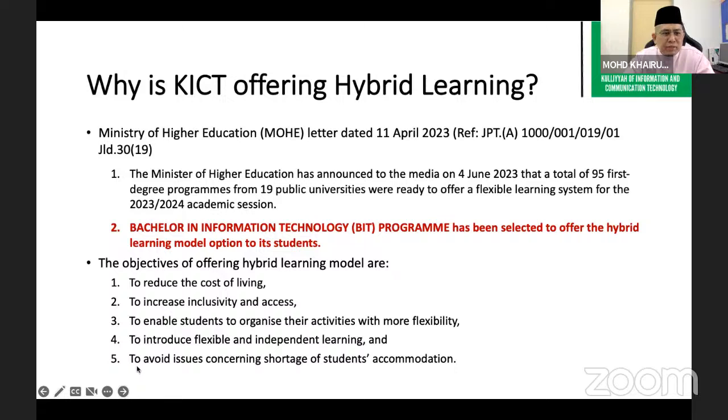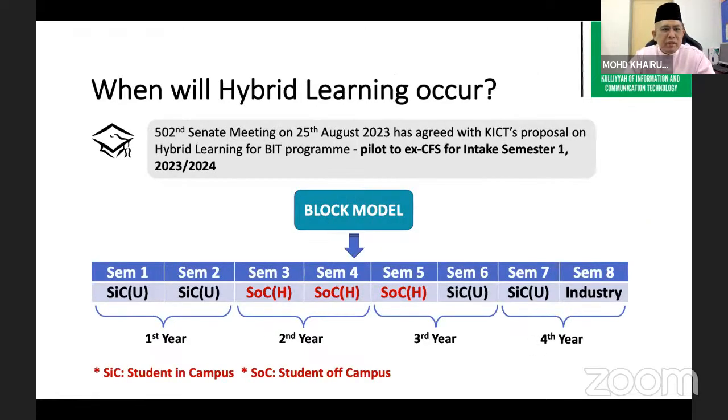And number five, the last one, is to avoid issues concerning shortage of students' accommodation. So this is the government objective. Government KPT announced this. Right, the last slide that I have here, what is easy to explain is basically we have some models. But for the BIT students, we choose one model.